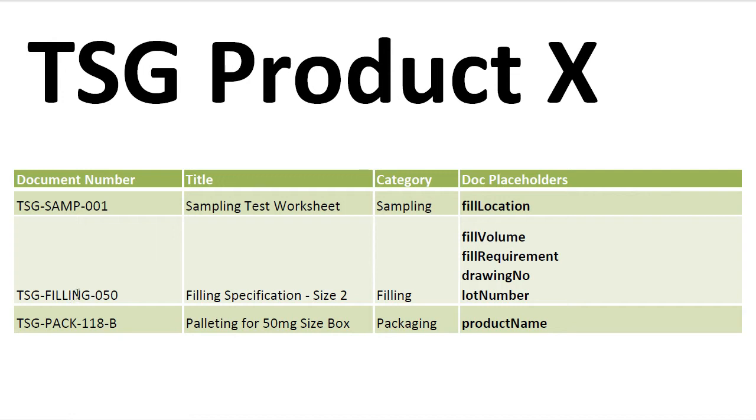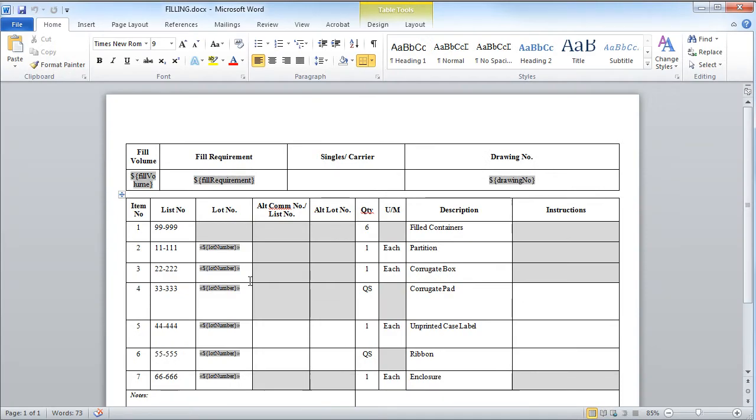In the example of TSG filling 50, this document includes the ability to dynamically resolve placeholders into the individual documents to prevent errors and ensure consistency across all documents of the batch. This bill of materials document has several places that we're able to merge in information entered at the time that the batch is created.